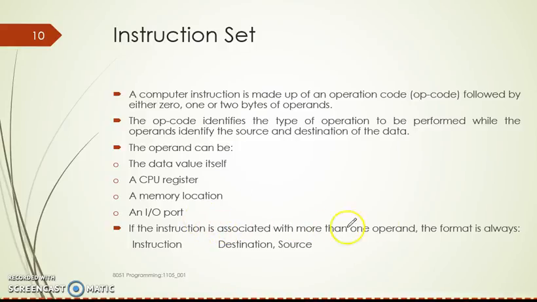If the instruction is associated with more than one operand, the format is usually in this way. You have the instruction opcode, the destination specified for the data, and the source of the data. After the operation is performed, the resultant data will be stored in the destination. The source operand doesn't get changed.